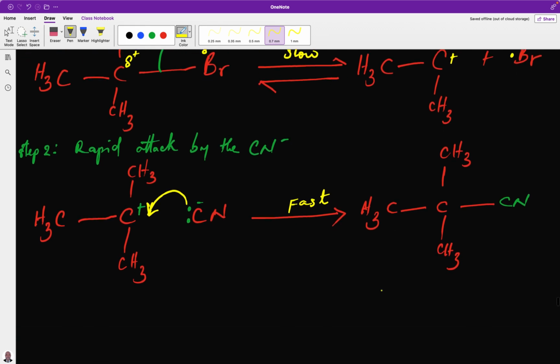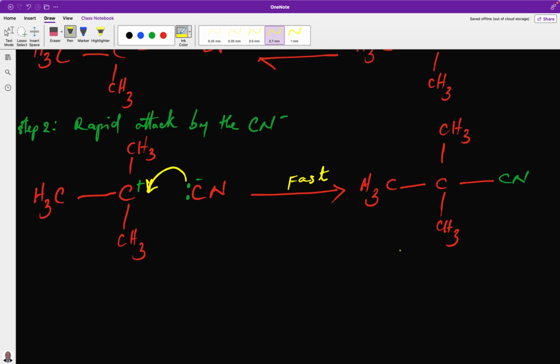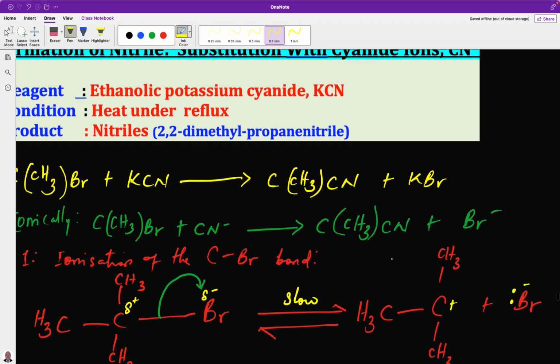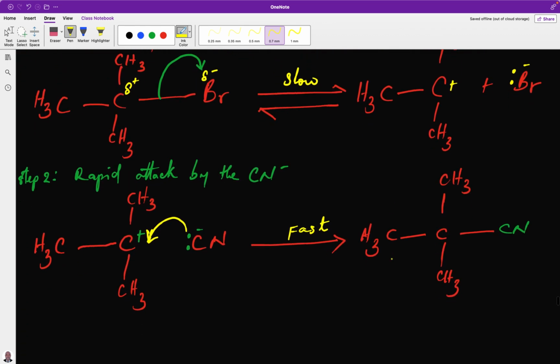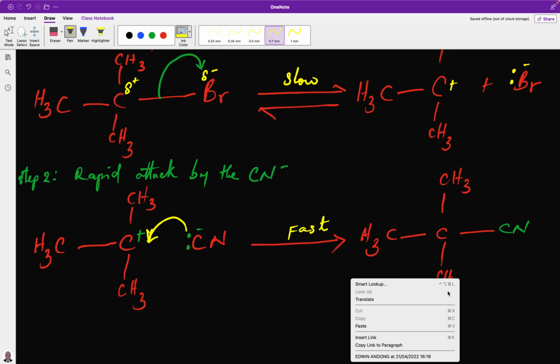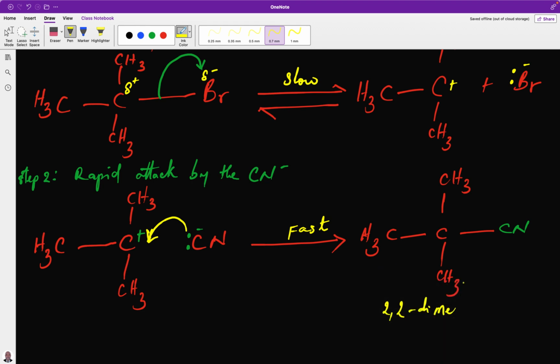And the name of this compound, this one here, is 2,2-dimethyl propane nitrile. It's a new organic compound that is being formed.